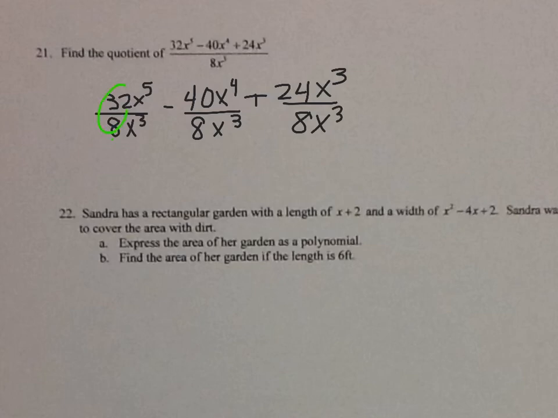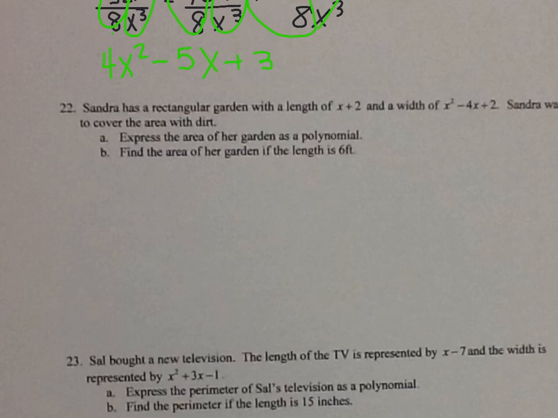32 divided by 8 is 4. x to the fifth divided by x to the third is x squared. Remember, when you divide, subtract the exponents. Negative 40 divided by 8 is negative 5. x to the fourth divided by x to the third is x. Positive 24 divided by 8 is positive 3. And x to the third divided by x to the third is the same thing, so it reduces to just 1. So that would be my final answer. All right, number 22.